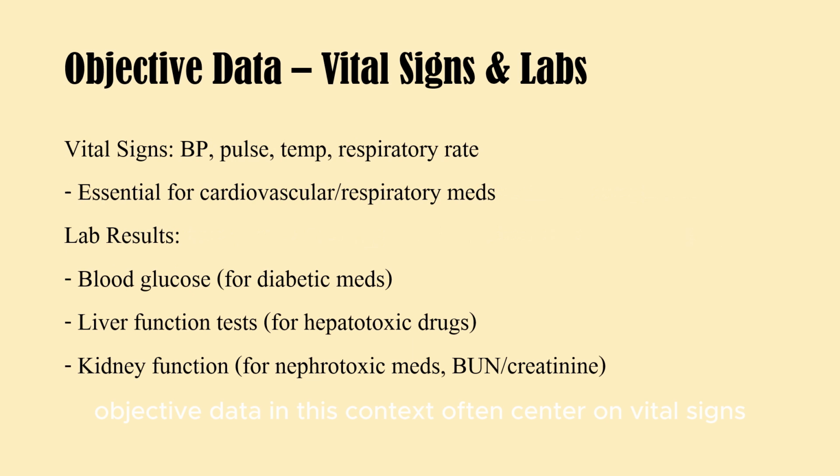Objective data in this context often center on vital signs: blood pressure, pulse, temperature, and respiratory rate, especially crucial for cardiovascular or respiratory medications. Lab results like blood glucose, liver function tests, and kidney function, BUN/creatinine, help detect any issues affecting medication dosing or clearance.